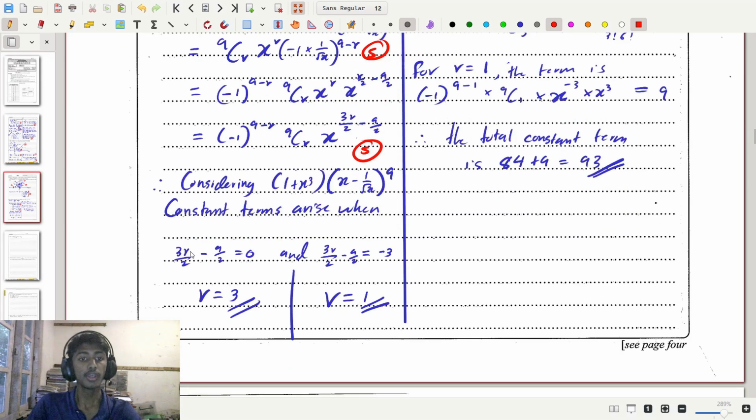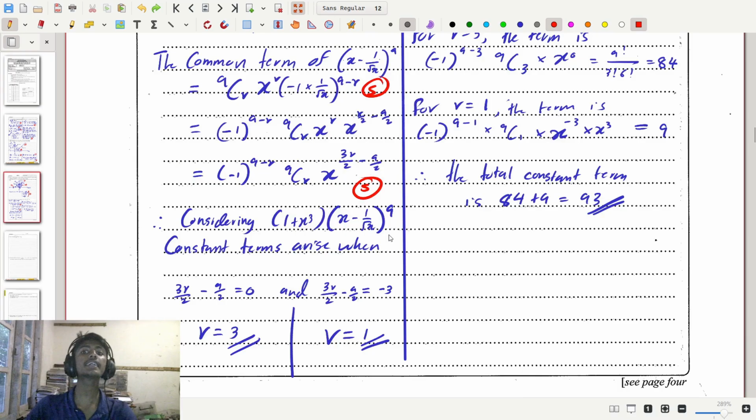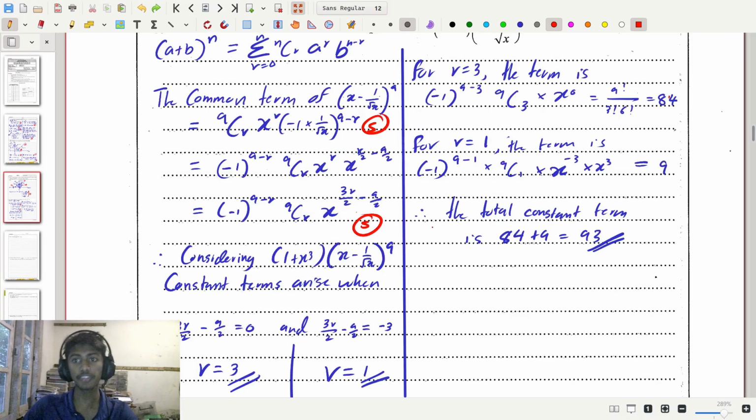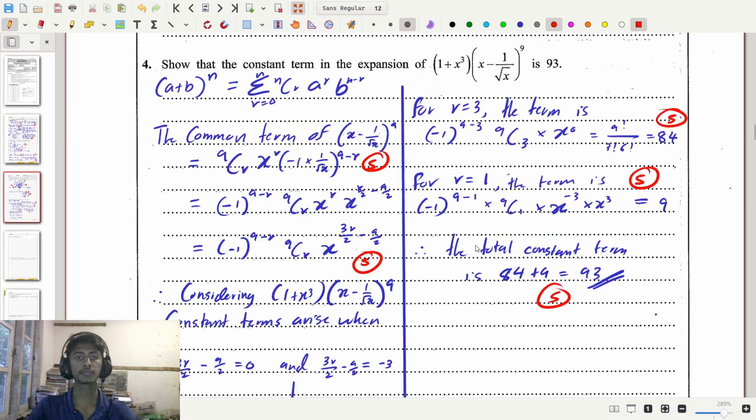Now after this, when you differentiate the two cases where you have two different values, r equals 3 and r equals 1, for finding each of the relevant constant terms as 84 and 9, for this bit and this bit you get a total of 5 marks, and for this bit where you find r equals 1 and the corresponding constant term you get another 5 marks. Then when you add them together and show that the final answer is 93 and the overall constant term is 93, you get another 5 marks for that. So that's all the marks for this question.